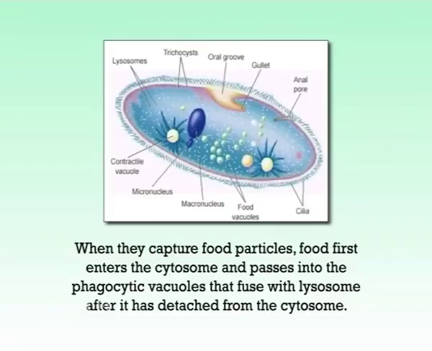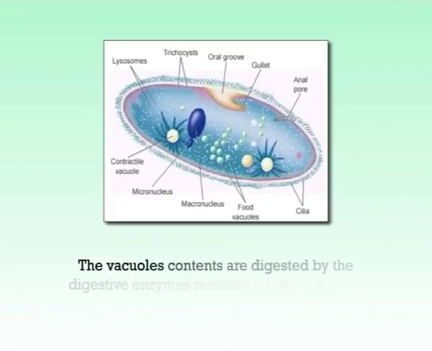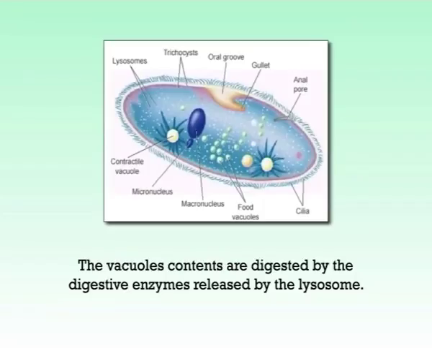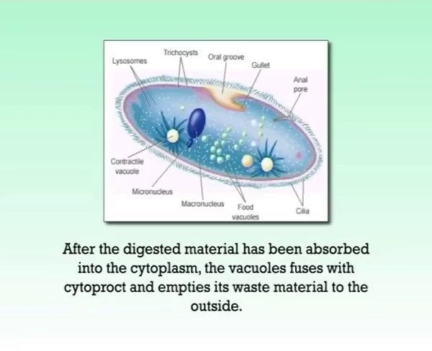When they capture food particles, food first enters the cytosome and passes into phagocytic vacuoles, and further it is fused with the lysosome, after it has been detached from the cytosome. The vacuole contents are digested further by the digestive enzymes released by the lysosome. After the digested material has been absorbed into the cytoplasm, the vacuole fuses with the cytoproct and empties its waste material to the outside. In this way, the process completes.